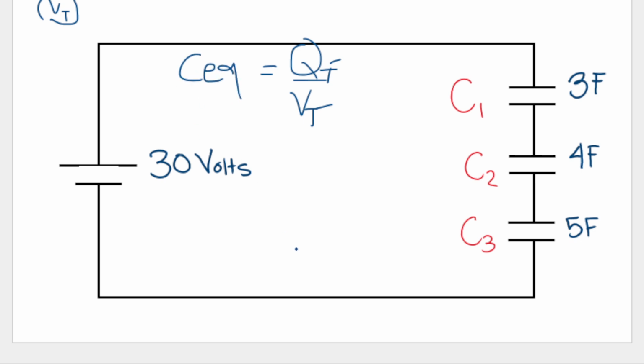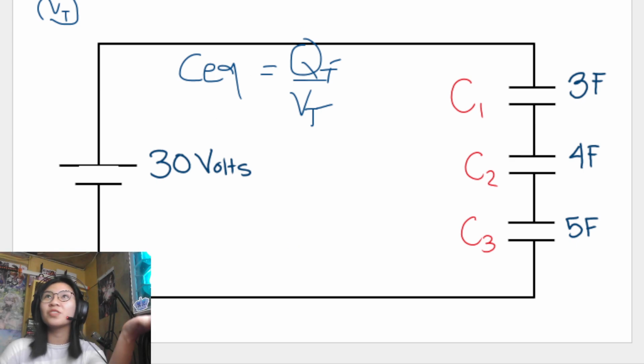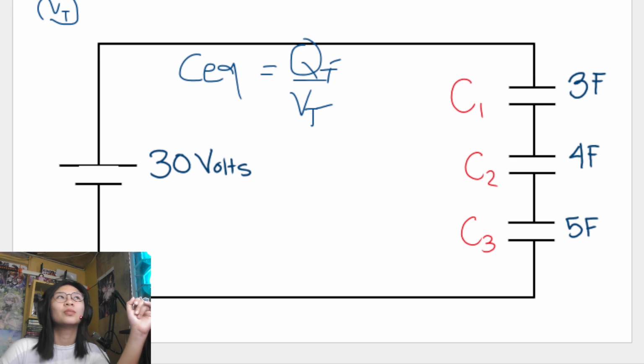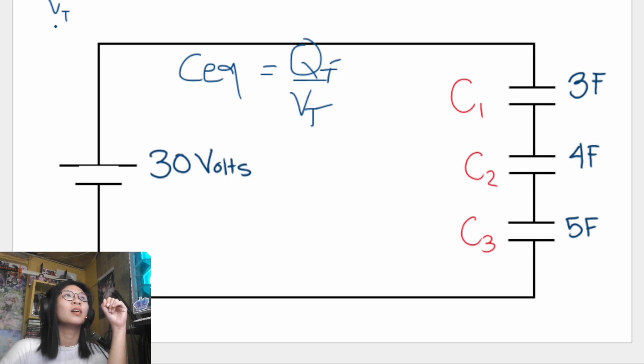Okay? So in this type of circuits or connections, kani siya ang imong pangitaon. Ako ilista. We need to find the VT, but VT is usually given. We need to find QT. We need to find the CEQ.